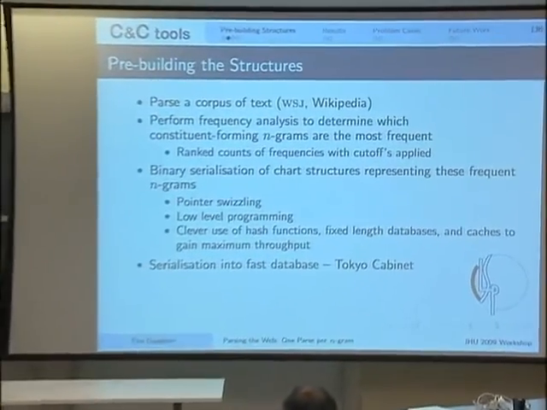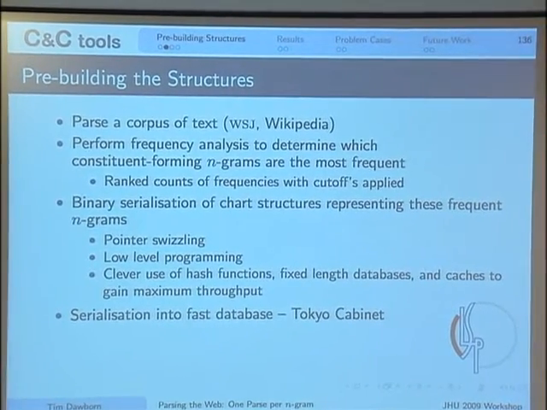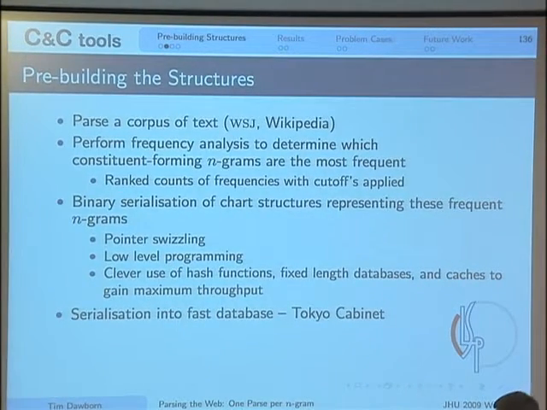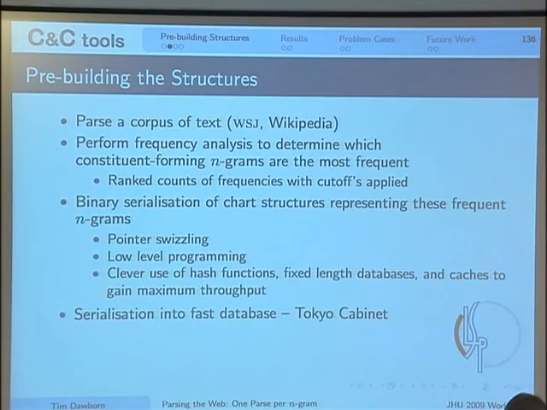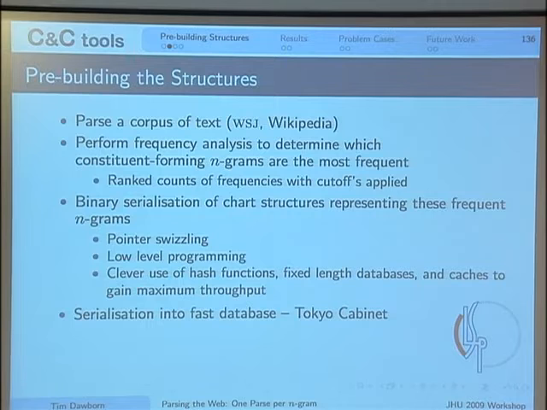And so the overall structure of how we do this one parse per n-gram is that we parse some corpus of text, be it the Wall Street Journal or Wikipedia, and we then perform some frequency analysis on these chart structures to determine which constituent forming n-grams are the most frequent. And we do this by doing rank counts and two sets of frequency cutoffs. By doing this, we hope to eliminate n-grams which appear only once, really low probability, so we don't get noise in our databases.